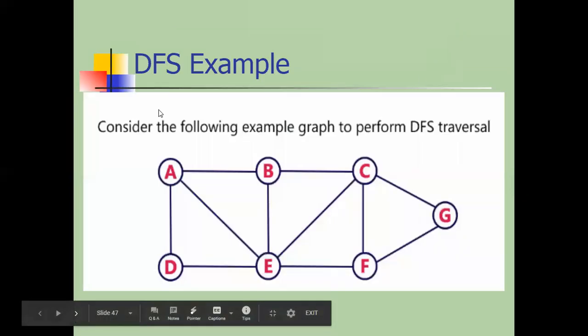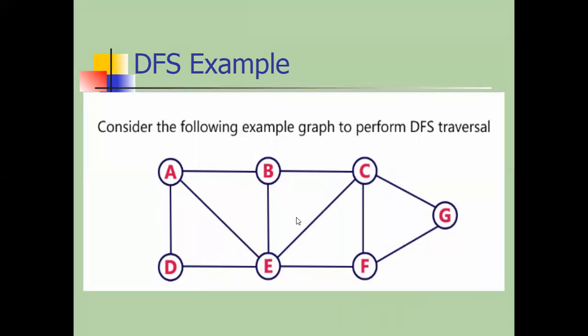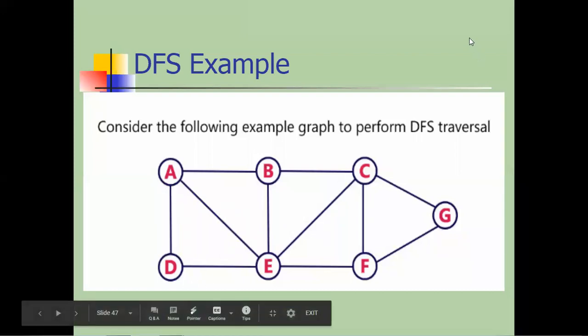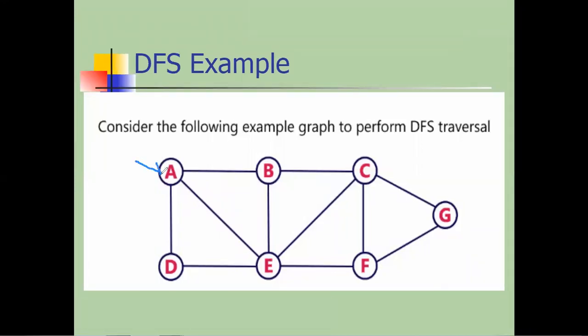Fine, so this is the example, the same example we are taking. The total number of vertices is 7: 1, 2, 3, 4, 5, 6, 7. We have to select any starting point. For this example the starting point is A. So A से हम start करेंगे. This is a closed loop, so we have to make the DFS traversal.